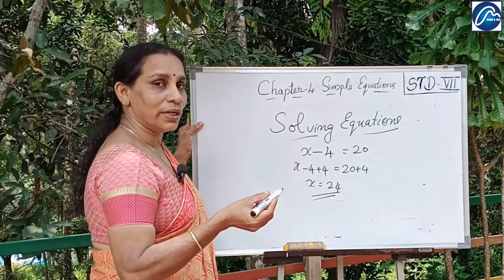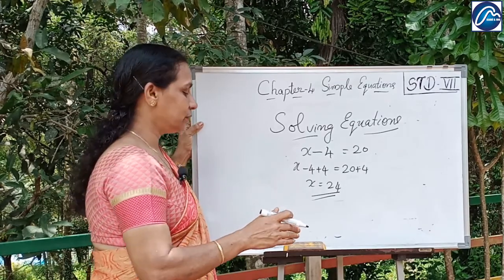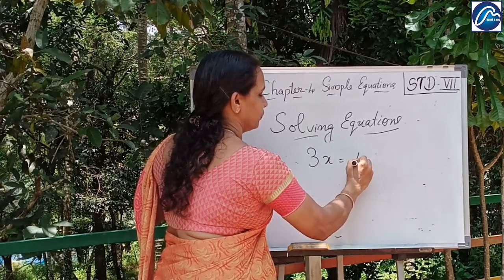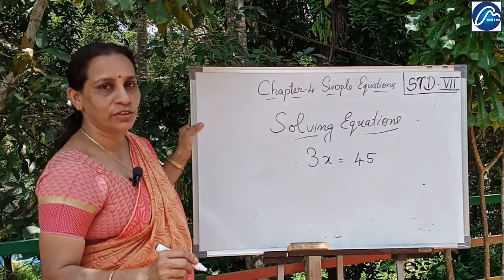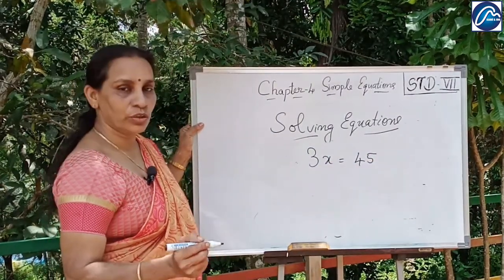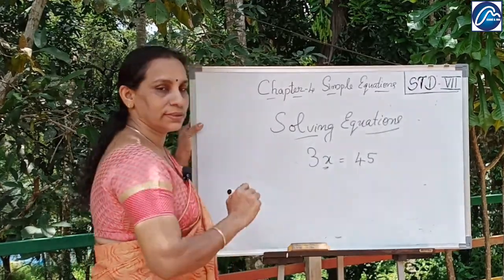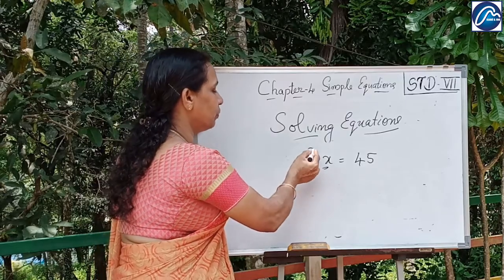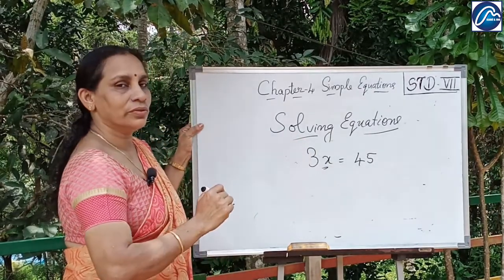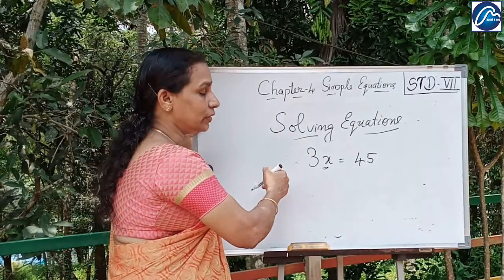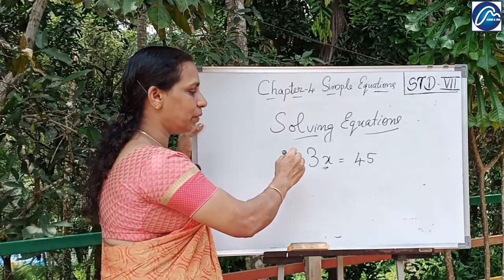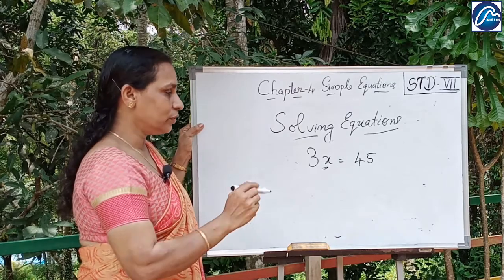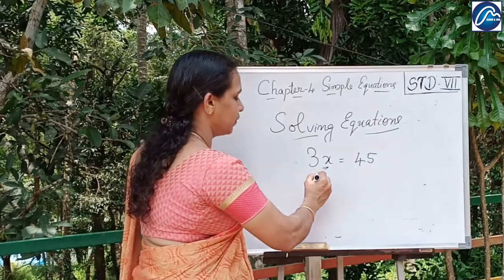Then what about multiplication and division? Let us check that also. 3x is equal to 45. You want only x here. That means you want to remove the 3. For removing 3, you have to divide by 3, because 3 by 3 is 1. So then it will be 1 only.